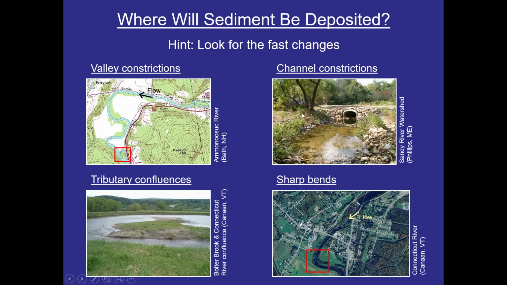On a smaller scale, we can look for channel constrictions. This would typically take the form of an undersized crossing, where the crossing is narrowing the river channel. So even during smaller events, we're impounding flow, much like a dam, and depositing sediment.